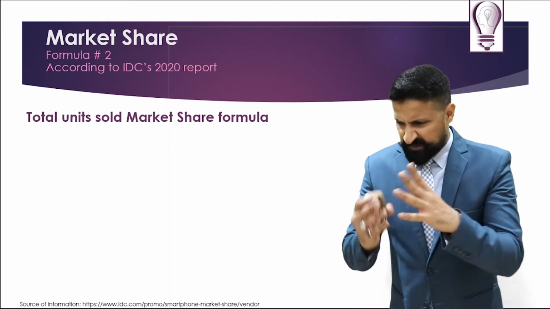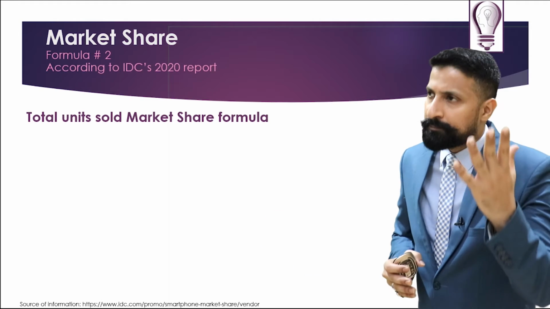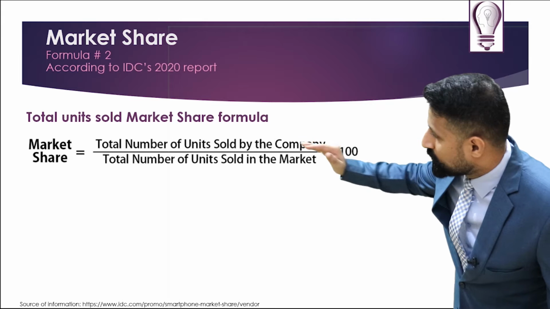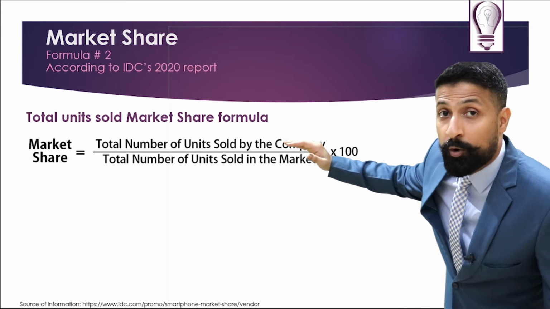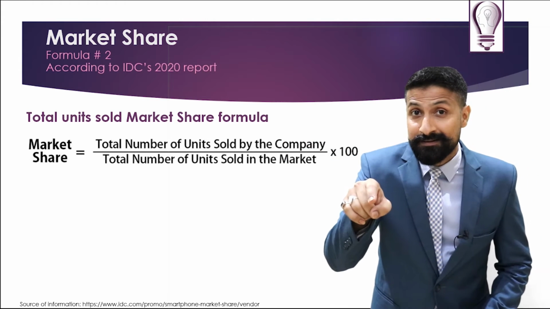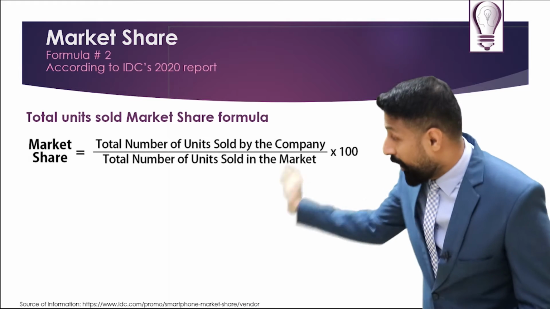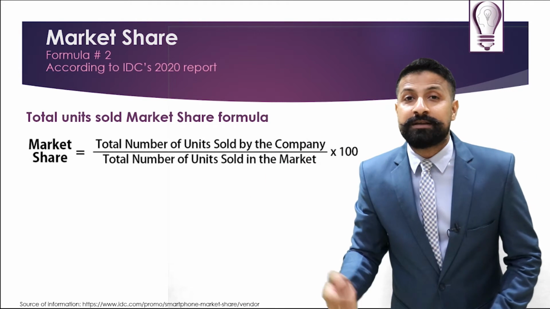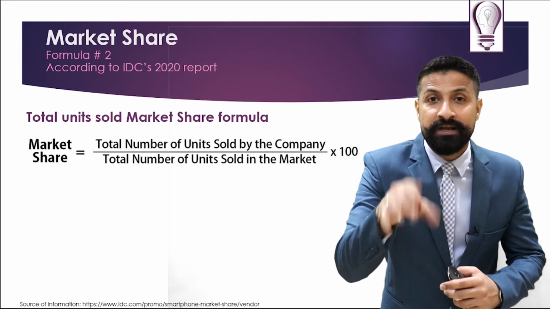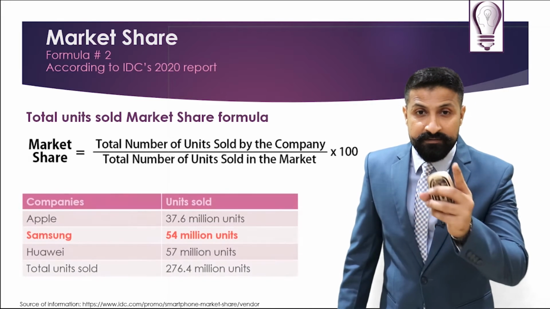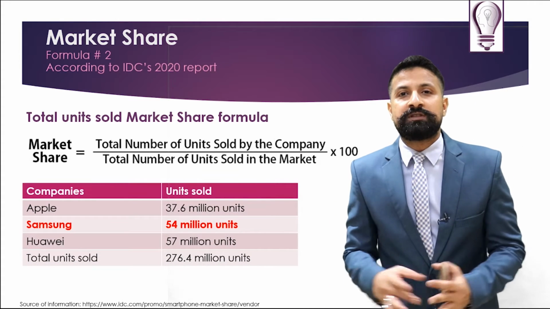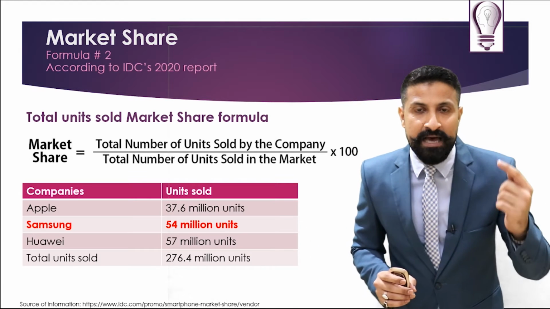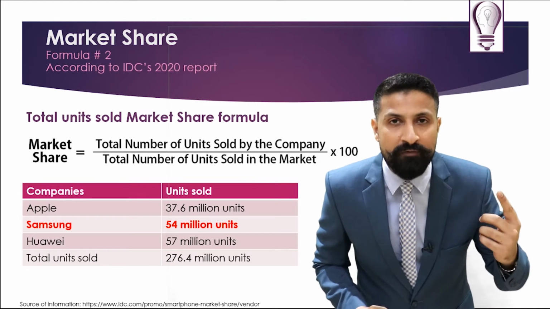I have collected some data from IDC's official website. How do we calculate it? Total number of units sold by the company over total number of units sold in the market times 100. Let's move on and read it. Just imagine there are only three companies operating in the industry. The first one is Apple, second one is Samsung, third one is Huawei.